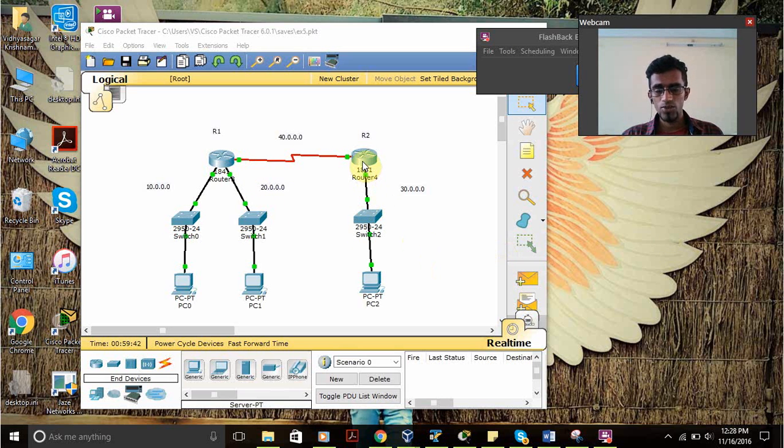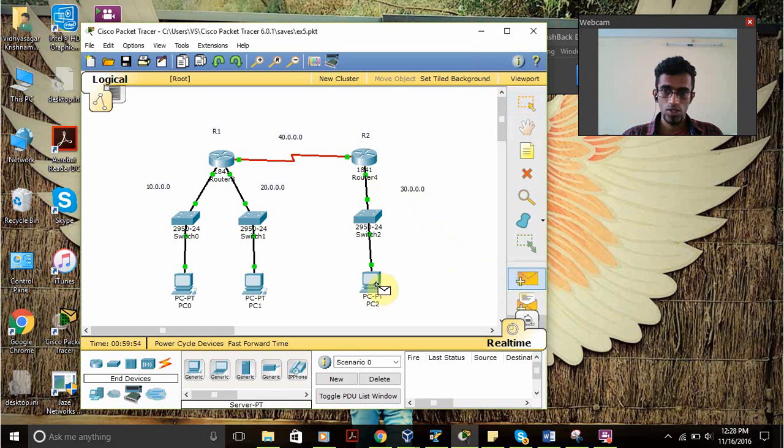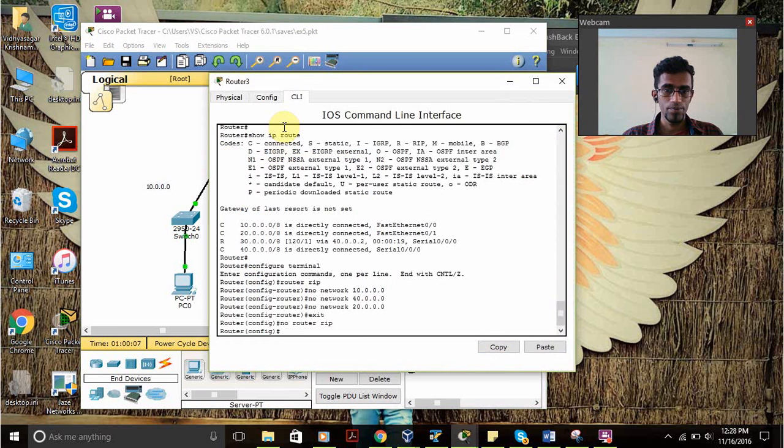And similarly, router 2 doesn't know how to divert packets to the 20.0 and 10.0 networks because it's connected to router 1 and not router 2. So if you try to ping these two, it'll fail. So this is where dynamic routing comes in. So let's just configure that in router 1.